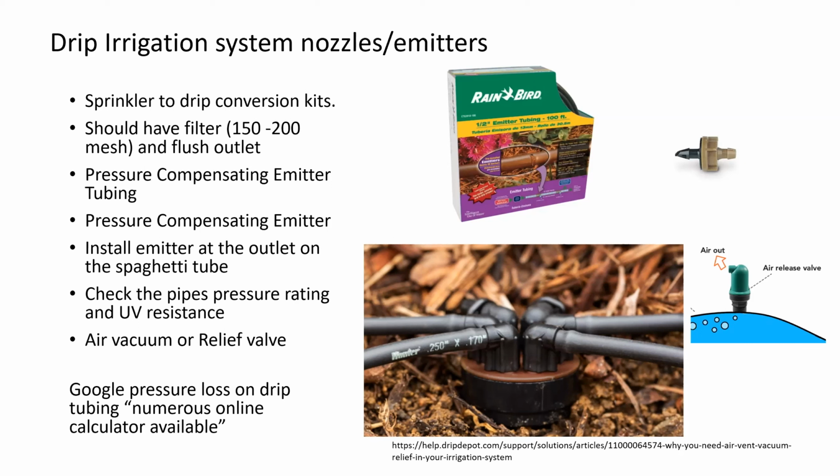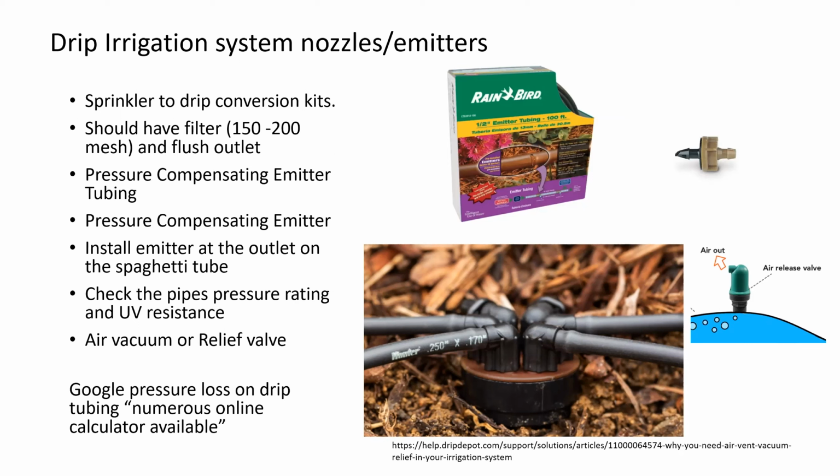And for drip irrigation, you need to have a filter and a flush outlet. Filter is usually 150 to 200 mesh, and the flush outlet is for when you have debris. You can open that flushing outlet and let the water run, so you take all those debris out of your system.